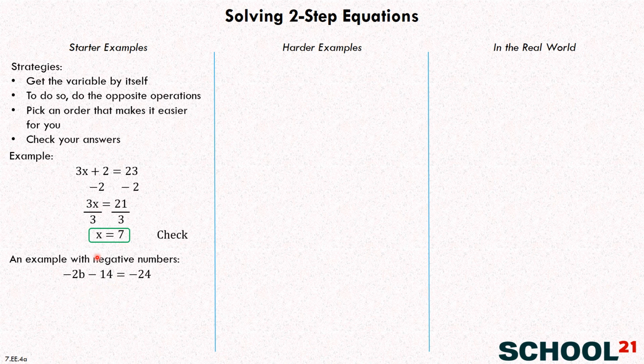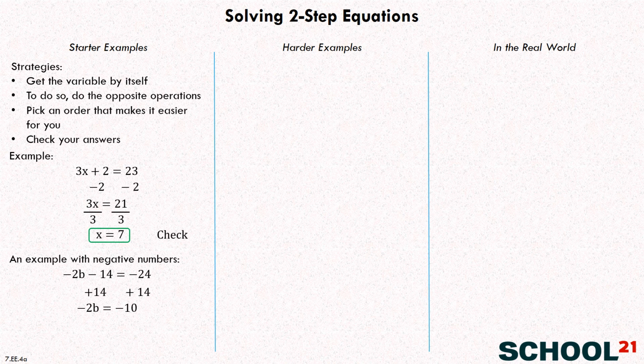But we can also do, as we did up here, get rid of this -14 first. It's being subtracted from our variable, so we want to do the opposite, which is add. So let's add 14 to both sides. And on the left-hand side, then we'll just have -2b because -14 plus 14 is 0. And on the right-hand side, we'll have -24 plus 14. Let's see, what is that? -10. Okay, so now we have -2b equals -10.